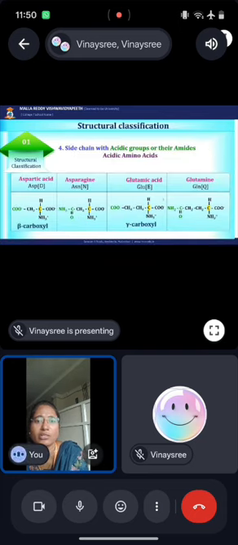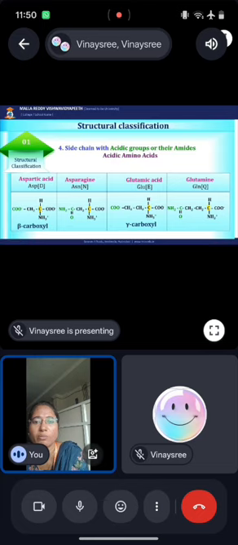Coming to the next one, that is the side chain with the acidic groups or the amides, or else acidic amino acids. These are our 4 types. You can see the first one, aspartic acid, the second one is asparagine, the third one is glutamic acid, and the fourth one is glutamine. These are the structural examples. You can see the carboxylic acid groups are present. 2 carboxylic acid groups are present at the carbon chain. So we can call it a beta carboxyl because the third carbon, which we call beta, to that carbon the carboxyl group is attached. So we call it beta carboxyl here.